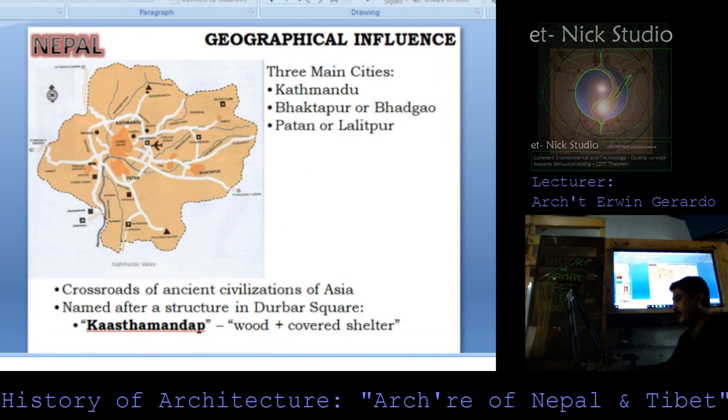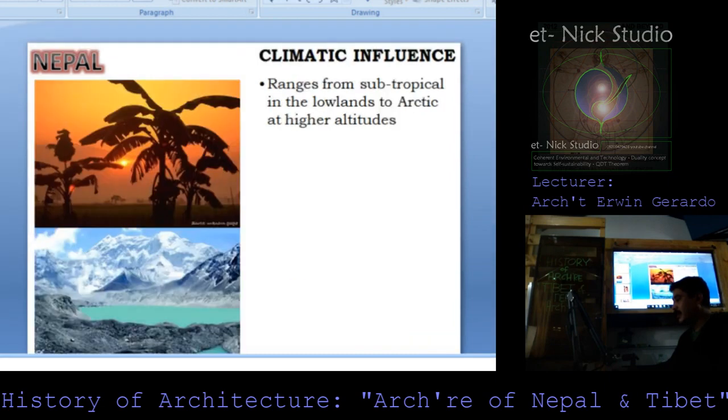Nepal, its geographical influence. It has three main cities: Kathmandu, Bhaktapur or Bhadgaon, and Patan or Lalitpur, the crossroads of ancient civilizations of Asia. Kathmandu is named after a structure in Durbar Square, a wood-covered shelter. Climatic influence: Nepal's climate ranges from subtropical in the lowlands to Arctic at higher altitudes.